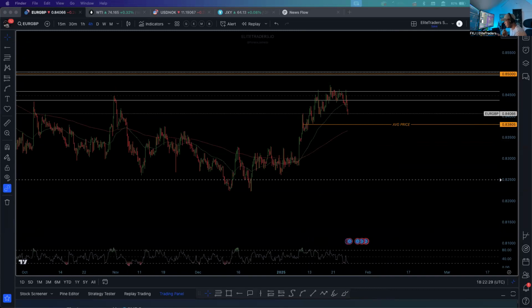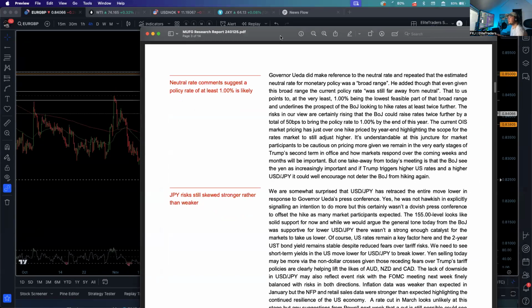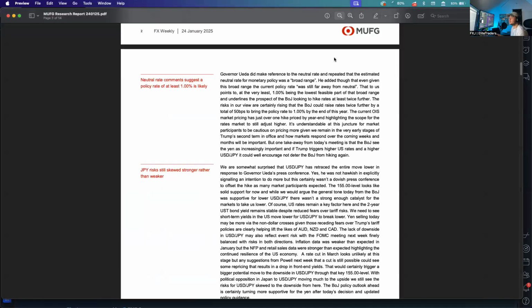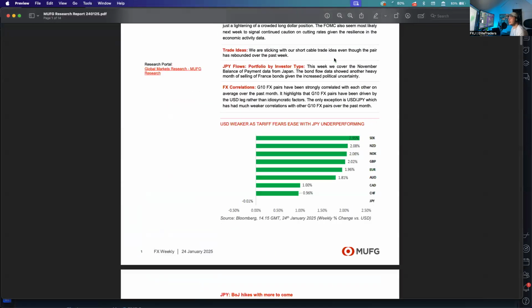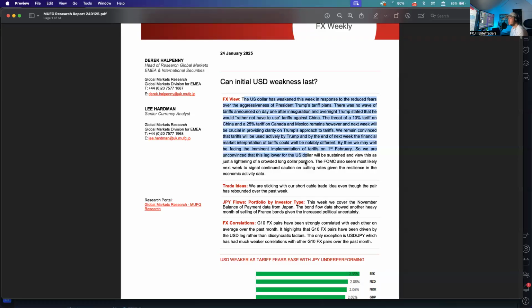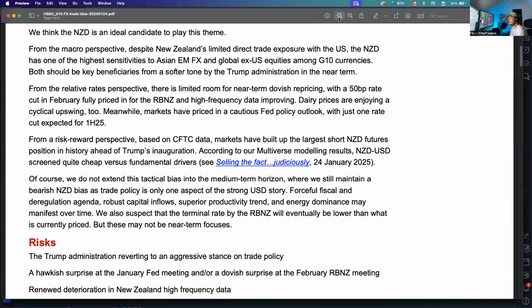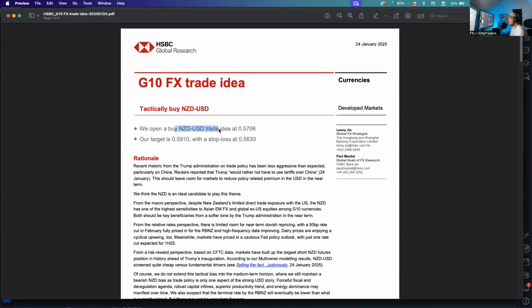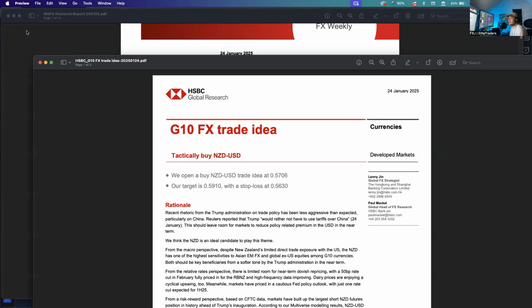There's actually something else I quickly wanted to show you. Give me 2 minutes to show you this. So this is MUFG's bank report. They are looking for this US dollar weakness to continue, which I think is good. I agree with them. But then if we have a look at HSBC, they are looking for basically the opposite. They have actually gone long on New Zealand US dollar, which again, I don't really agree with. Actually, that's interesting.